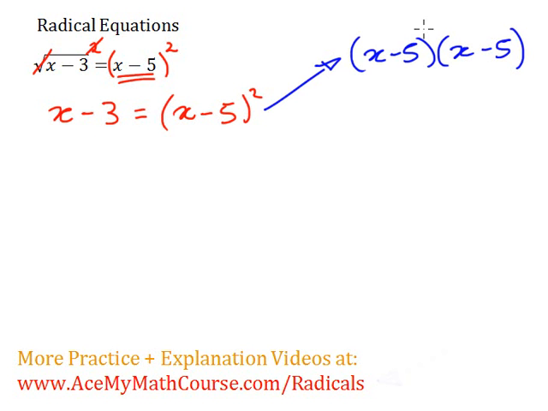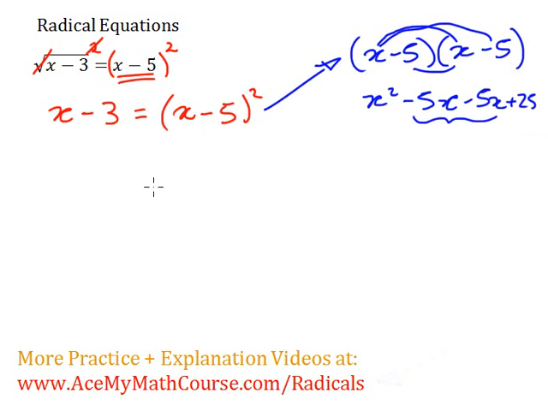And once we distribute it, x times x is x squared, x times negative 5 is negative 5x, negative 5 times x is negative 5x, negative 5 times negative 5 is plus 25. Great. So once we simplify it, because we can combine like terms, we're going to get x squared minus 10x plus 25. And on the other side of the equation, still just the x minus 3.